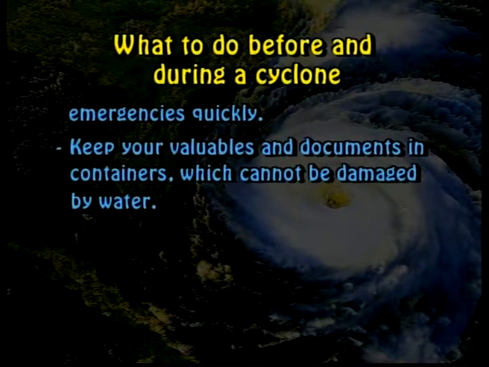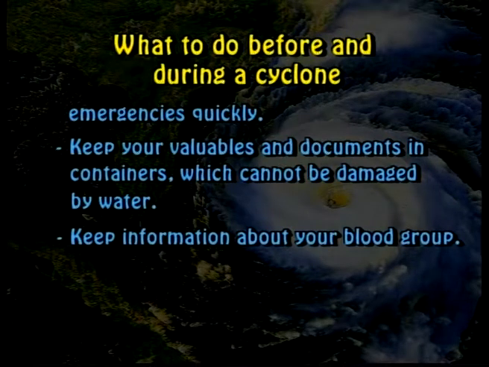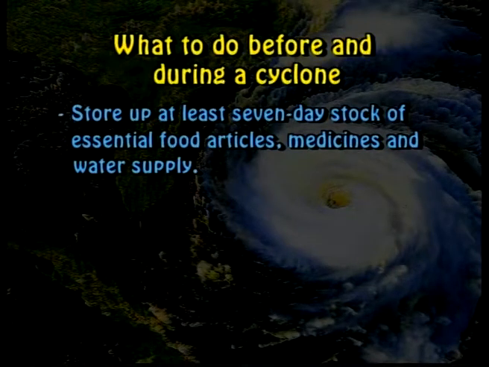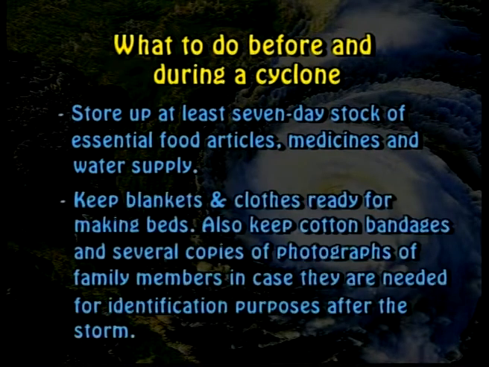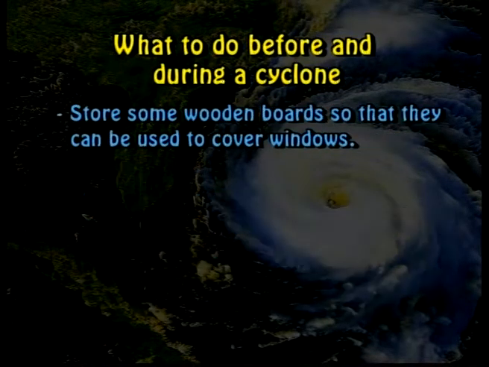Keep your valuables and documents in containers which cannot be damaged by water. Keep information about your blood group. Store up at least 7 days' stock of essential food articles, medicines and water supply. Keep blankets and clothes ready for making beds. Also keep cotton bandages and several copies of photographs of family members in case they are needed for identification purposes after the storm. Store some wooden boards so that they can be used to cover windows.